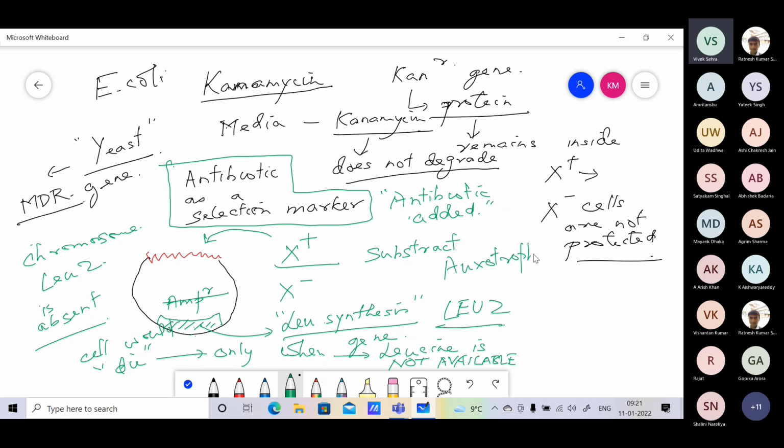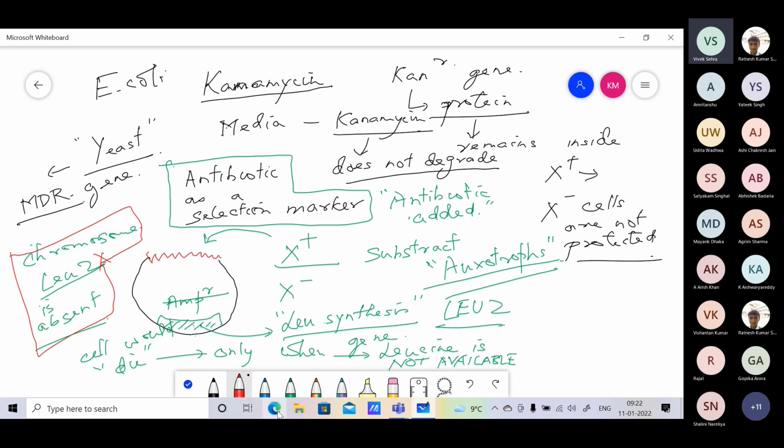The word uses auxotrophs. Auxotrophs means that in the absence of that particular nutrient, the cell would die. So the cell here, because LEU2 is absent in the chromosome, has suddenly become an auxotroph of leucine. So when leucine is not available, the cell would die because the LEU2 gene has been knocked out or somehow removed from the chromosome. And what you have done is taken this LEU2 gene and put it onto a plasmid.